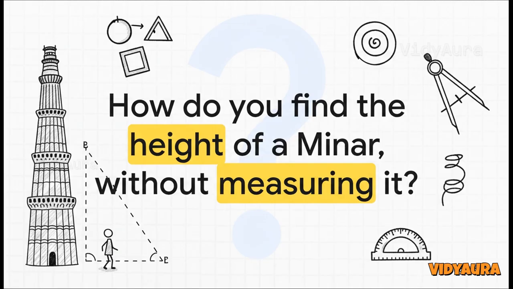Picture this. You're standing in front of something massive, like the Qutb Minar. How on earth would you figure out exactly how tall it is without climbing to the top with a measuring tape? Well, believe it or not, the answer is trigonometry, and it's actually much simpler than you might think.